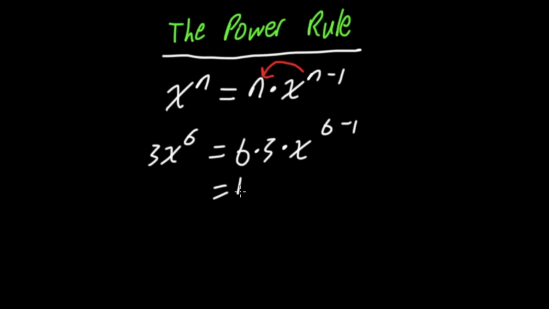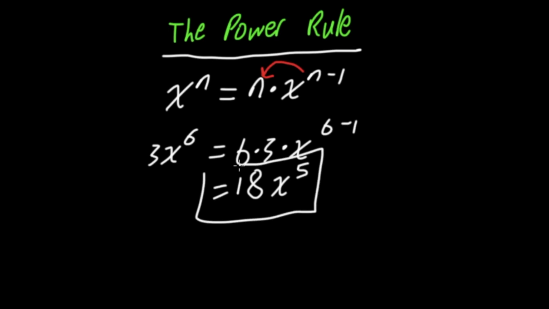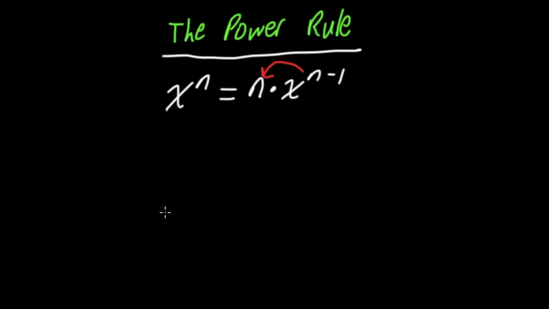That's the same as 18, because 6 times 3 is 18, times x. And 6 minus 1 gives us 5. So our derivative is 18x to the power of 5. For this final example, let's find the derivative of just 4. Now this may be tricky because there's no x, but don't overthink it.